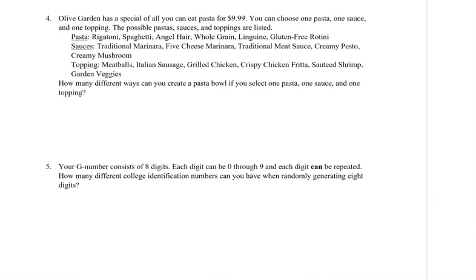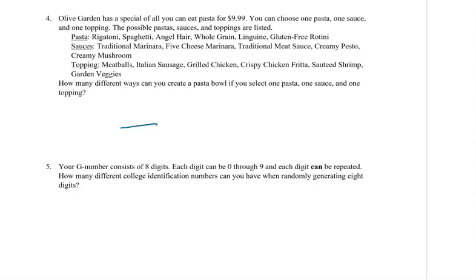All right, number 4. Olive Garden has a special of all-you-can-eat pasta for $9.99. You can choose 1 pasta, 1 sauce, and 1 topping. The possible pastas, sauces, and toppings are listed. So we have different pastas, different sauces, and different toppings, and you pick 1 of each to create a bowl. So how many different ways can you create a pasta bowl if you select 1 of each?